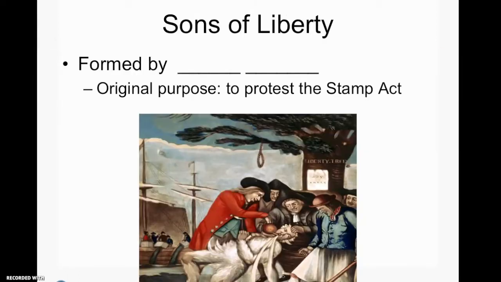Sons of Liberty was a group that formed. It was a secret group. They originally started this group to protest the Stamp Act. Sam Adams was the leader, and we're going to see a lot of protests form because of this group.